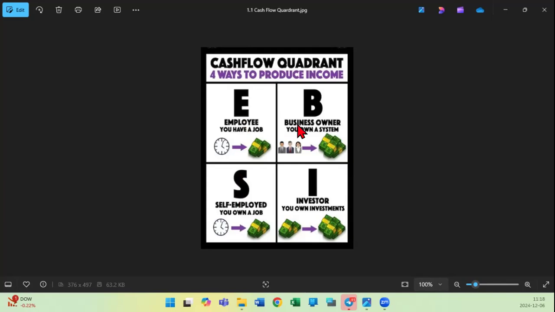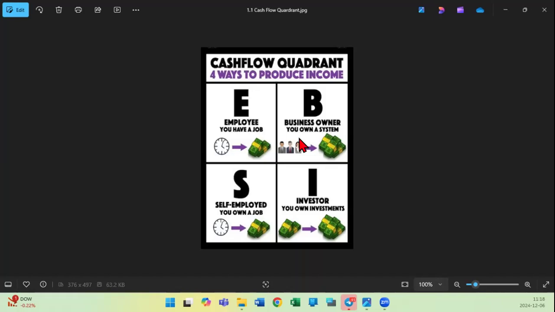The next category, business. This is where people want to be. And the reason why people want to be on the right-hand side of the quadrant is because of the concept of 100 people, you get 1% of their efforts, and that makes it so that you've got passive income coming towards you.